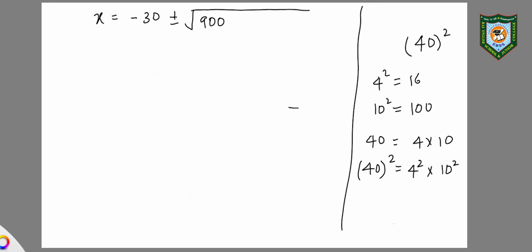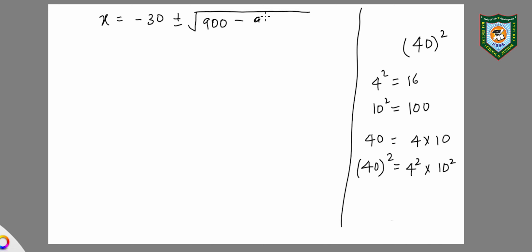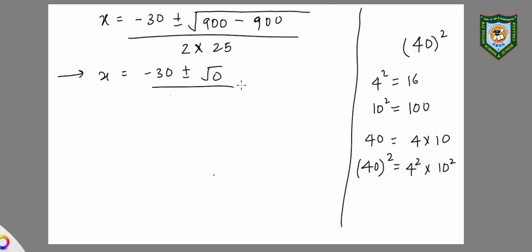So I have 900 minus 4 into 25 into 9. If we solve this, we'll get a value of 900 again. This is 900 complete, divided by 2 into 25. So this implies x is equal to minus 30 plus minus under root 0 divided by 50. Under root 0 is equal to 0, therefore x is equal to minus 3 by 5.